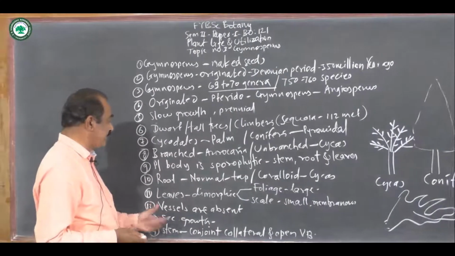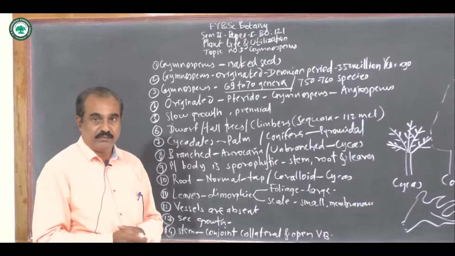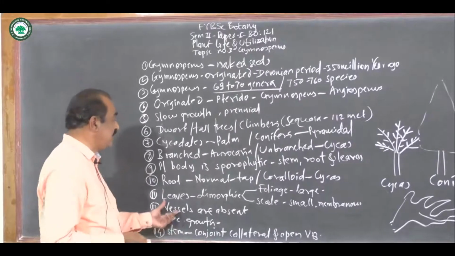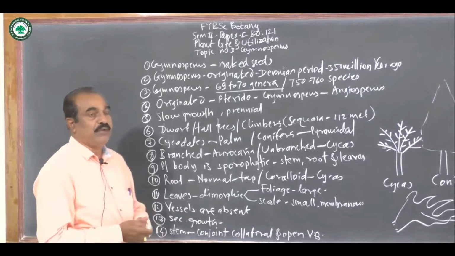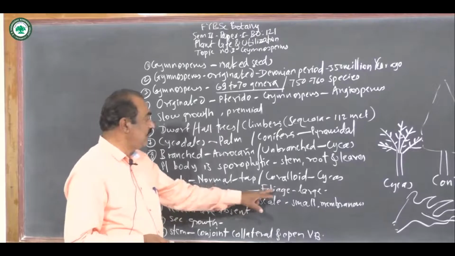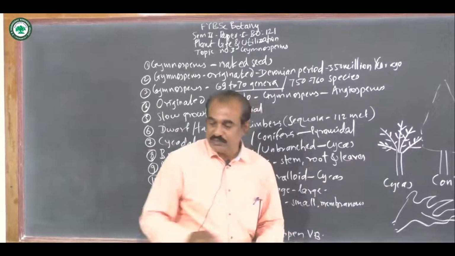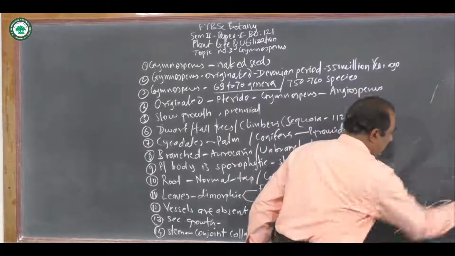Now in gymnosperm, vessels are completely absent, but in angiosperm they are present. So this is a characteristic feature in the phanerogams. The gymnosperms have no vessels. Now in the gymnosperm, leaves are of a dimorphic type. That means there are two different types. First, the foliage leaves. They are very large. For example, in this cycas, there are foliage leaves.